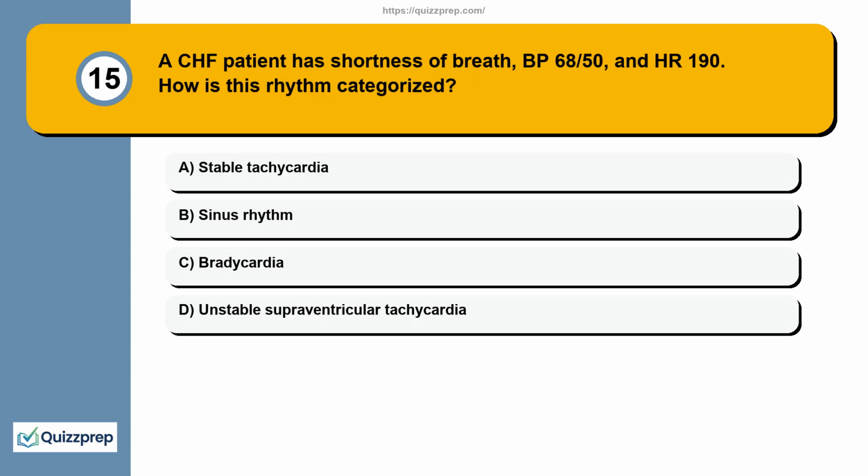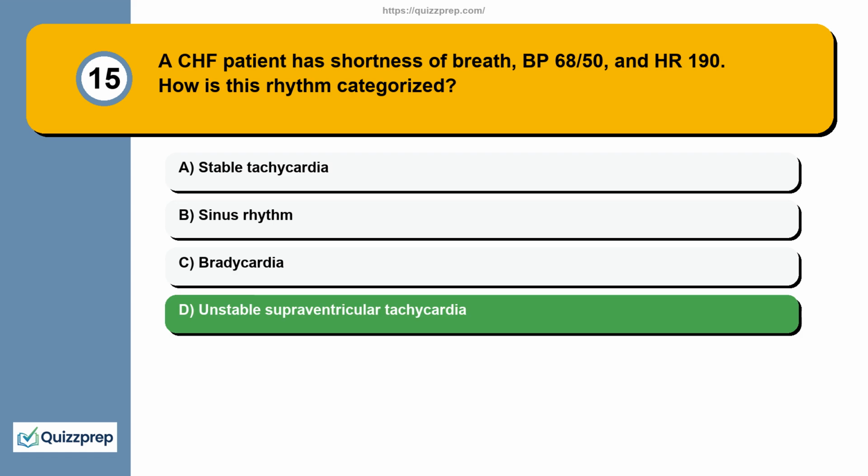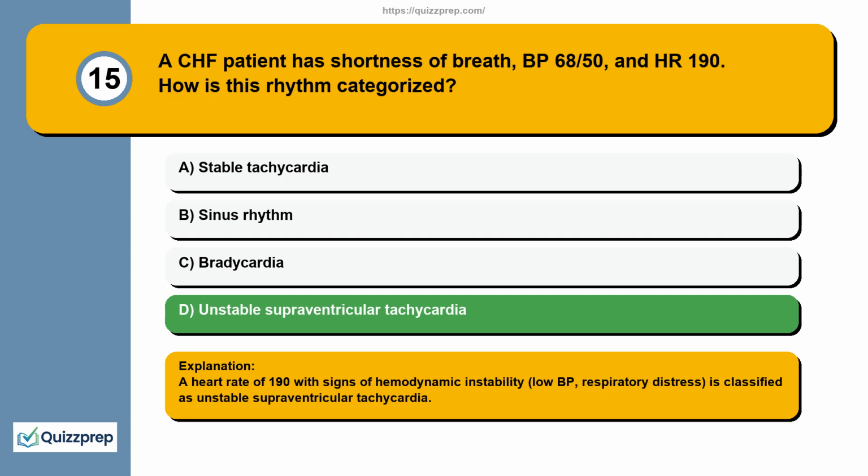Question 15. A CHF patient has shortness of breath, BP 68/50, and HR 190. How is this rhythm categorized? Stable tachycardia, sinus rhythm, bradycardia, unstable supraventricular tachycardia. A heart rate of 190 with signs of hemodynamic instability, low BP, respiratory distress, is classified as unstable supraventricular tachycardia.